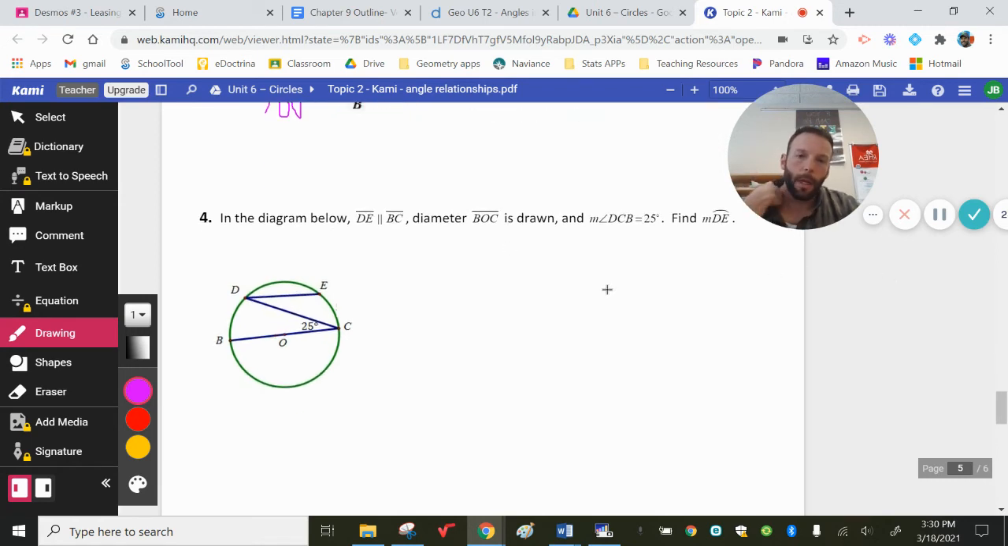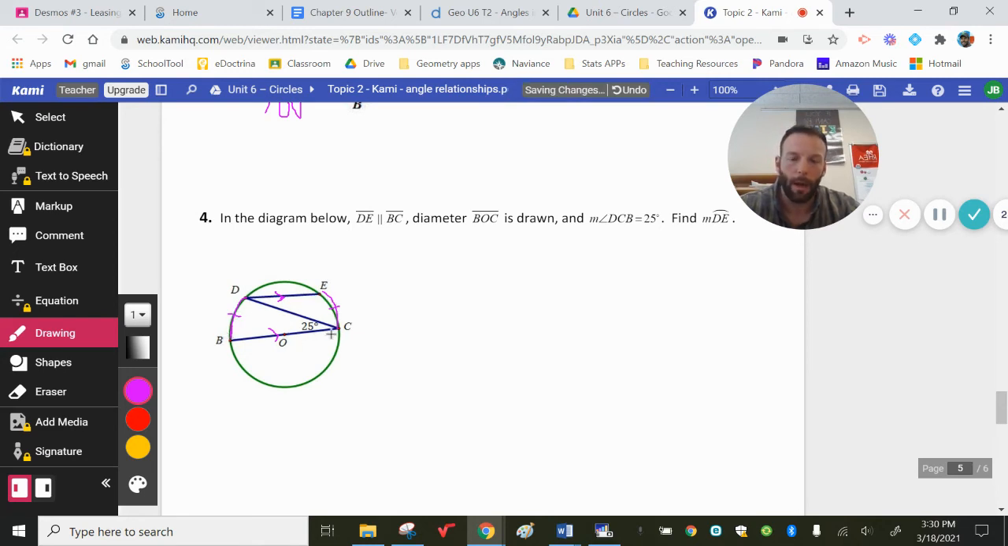In question 4, we have in this diagram, the segments DE and BC are parallel to each other. Now, here's one fun fact about circles: when you have chords that are parallel to each other, what that means is the arcs of the circle that are intersected by these chords, like this arc right here from D to B, and this arc right here from E to C, those arcs have to be equal to each other.